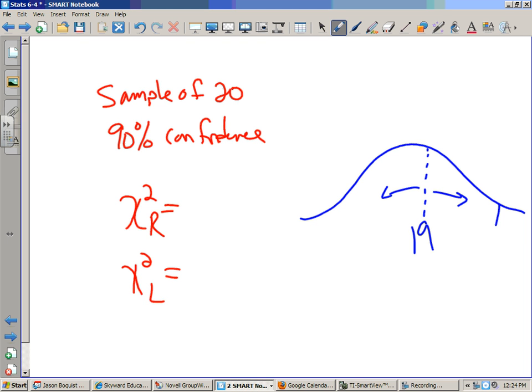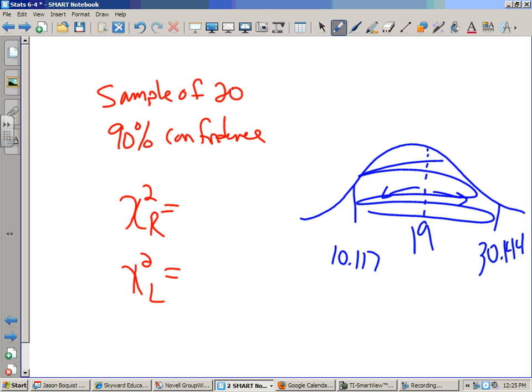So we went all the way out to, what was it, 30 point something? 144, all the way over to 10.117. And what's in here then? 90%. Okay.